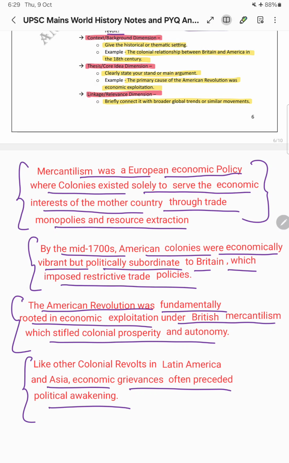So your introduction should not be more than 4 to 5 sentences. So in these 4 to 5 sentences, covering these four dimensions, or any of the dimensions you can choose, you can have a powerful introduction. So I request you all that you note down all these four dimensions clearly.